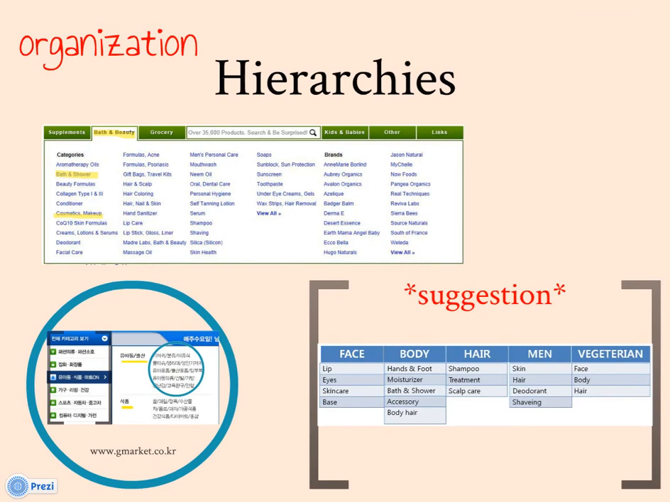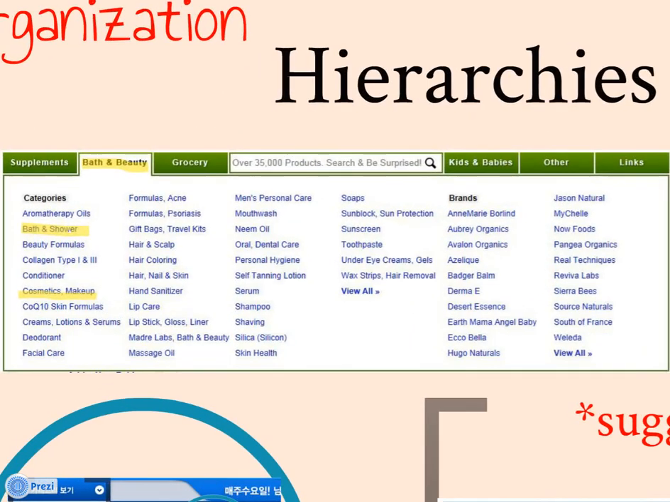The main drawback of this site is its hierarchy. As for breadth, there are so many options under Bath and Beauty. That's a disaster. There is no ordering. The information is very scattered. Users can't figure out where things are and have to spend lots of time trying to find things.